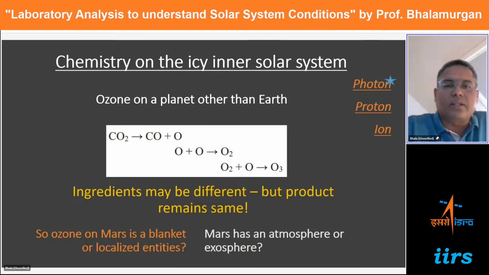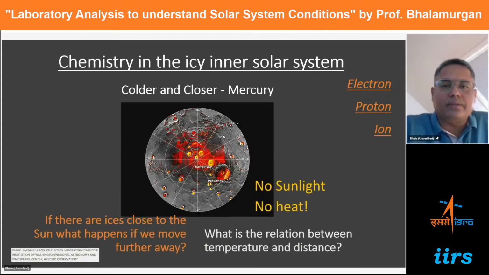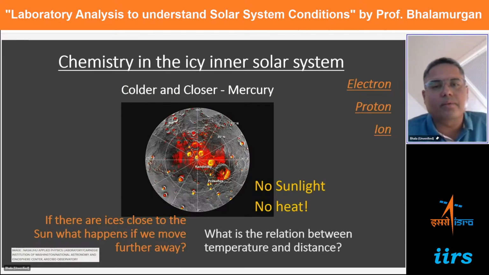On planet Earth, it is thought that ozone is a biomarker. Because of ozone, we get the flora and fauna, as ozone stops the ultraviolet and so on. But here is the case where ozone is made completely from chemical reaction, starting from carbon dioxide. Now we are moving away from Earth towards Mars, but now we move towards the Sun.